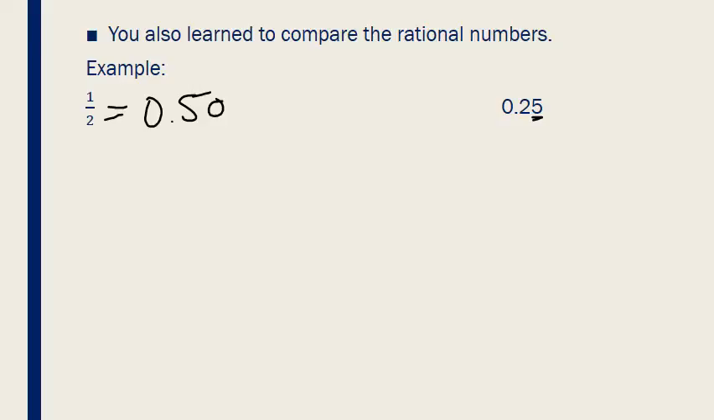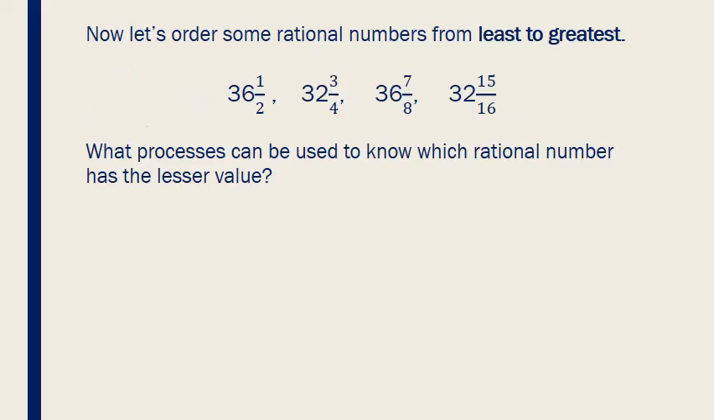Now we can compare. Now which one is greater, which one's less? So we got 50 hundredths and 25 hundredths. Tim, can you tell me which one is greater? Well, great. It's exactly right. That's 50 hundredths. We're going to move on.